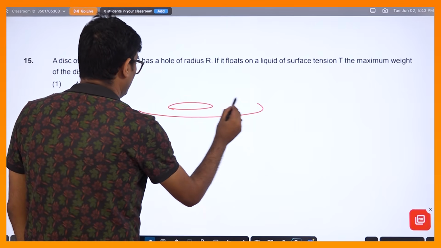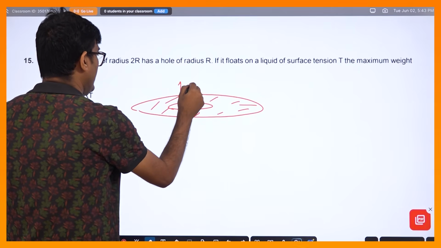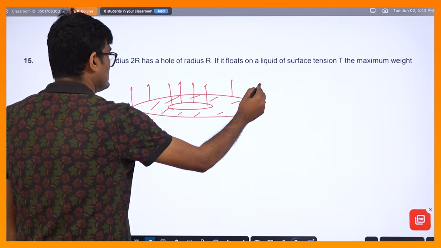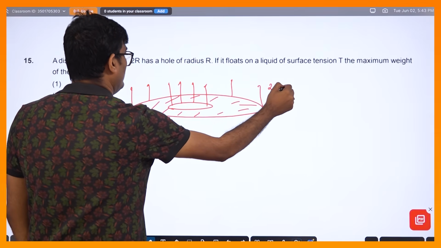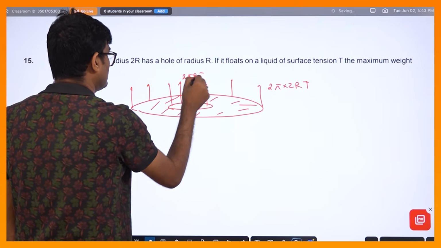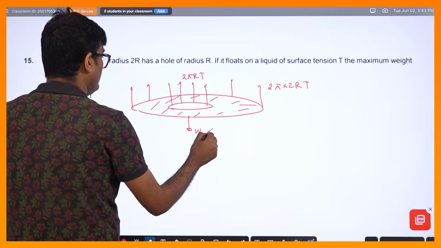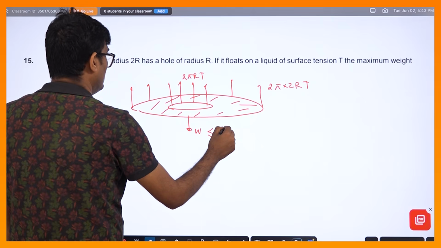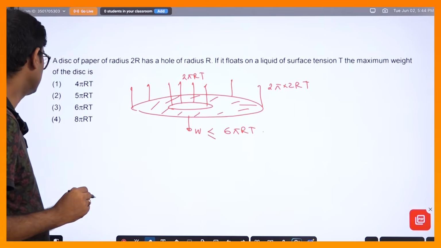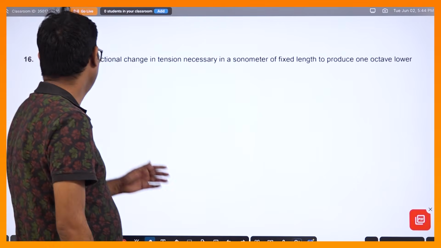Now, if this is a disk, then the surface tension force acts on this length, as well as on this length. So this length is 2π into 2r into surface tension, and this length is 2πr into surface tension, and its weight is W. So I can say that W must be less than or equal to 6πrT, right? So the maximum weight is 6πrT. Option 3 is the correct answer for this question. Let's move to the next one.